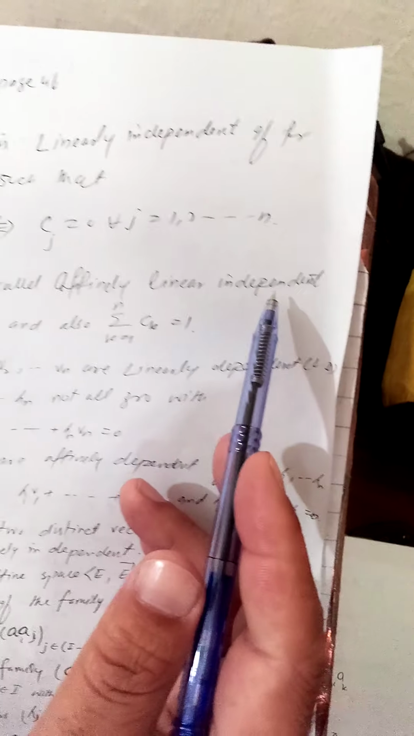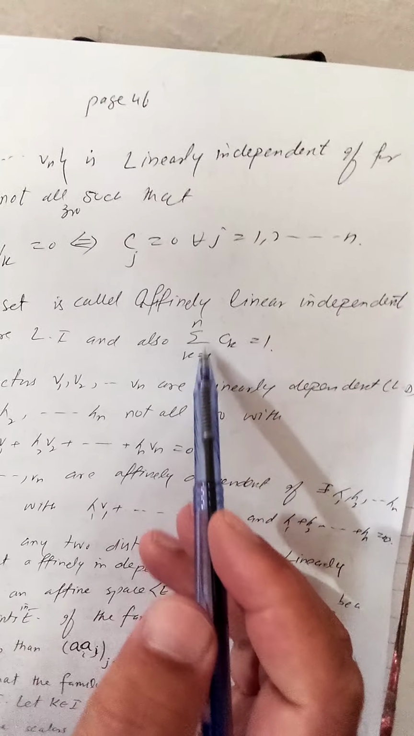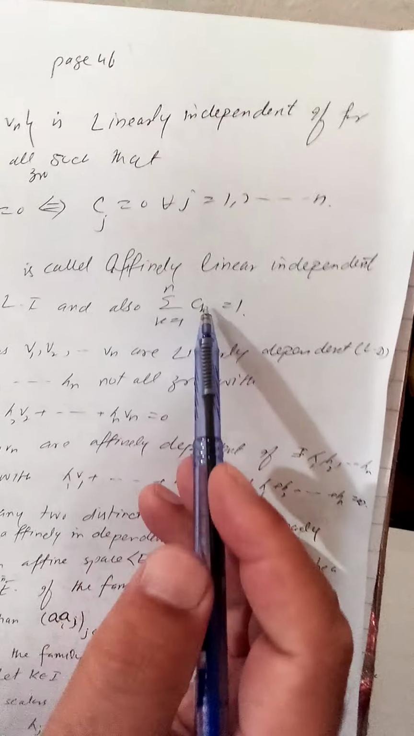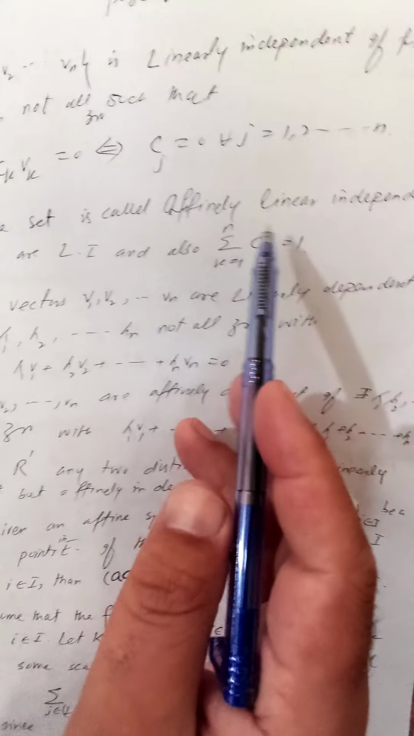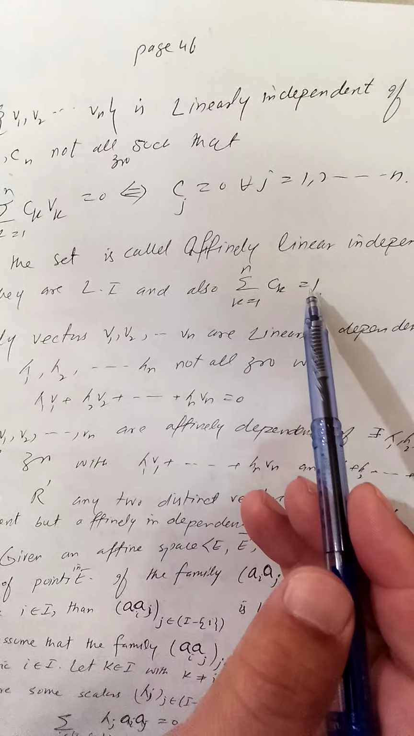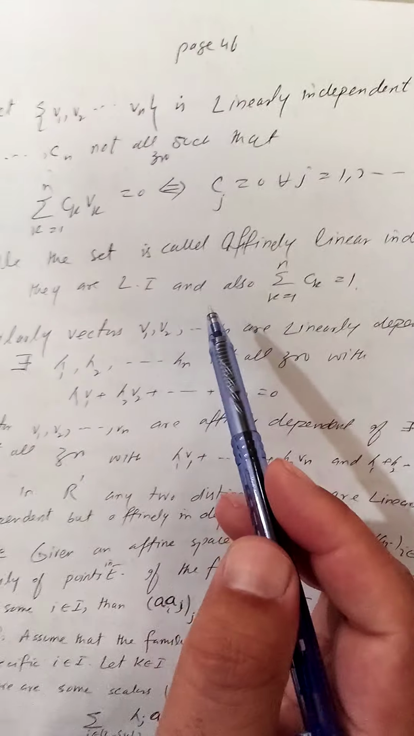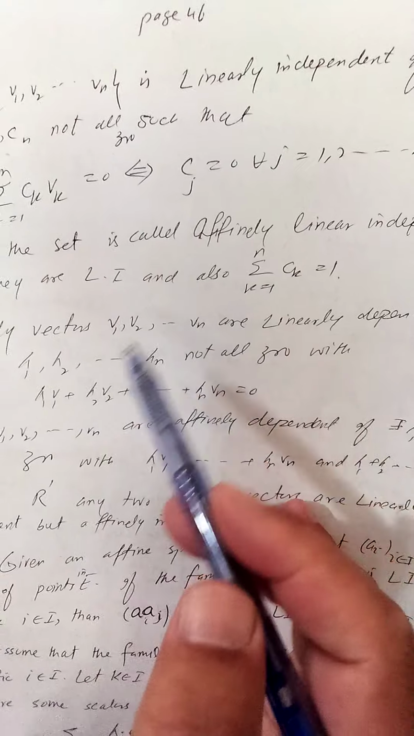While the set is called affinely independent if they are linearly independent and also the sum of the coefficients from 1 to n of ck is equal to 1. Because for an affine combination we need the sum of the coefficients to be equal to 1, such a combination is called affinely independent.